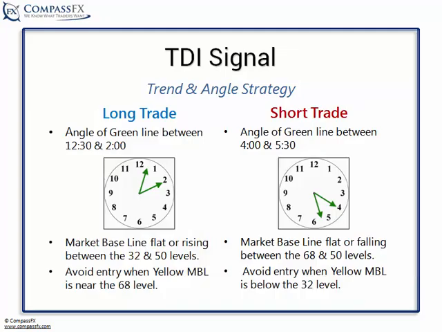Now, when taking a look at a short trade, it's just the opposite. We're looking for an angle of the green line between 4 o'clock and 5:30 on a clock face. And we want that market baseline, the yellow line, to be flat or falling between the 68 and the 50 levels. And avoid entering a short trade when the market baseline, the yellow line, is below the 32 level, because that is where sellers are going to stop selling because the market has gotten too low. There's selling exhaustion, and the market will probably turn and make a move back to the upside. Let's take a look at some examples.